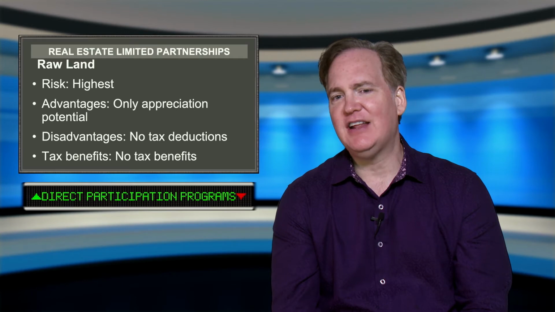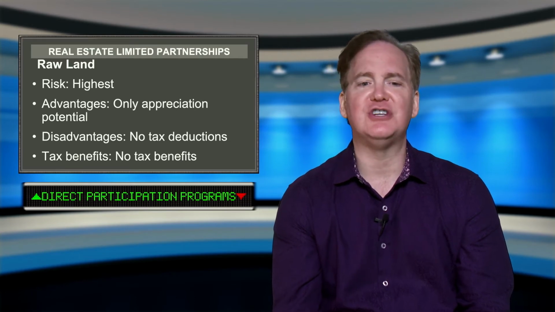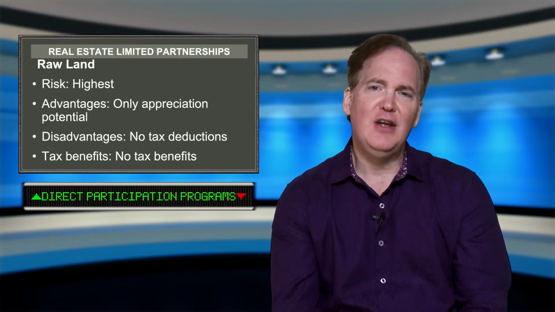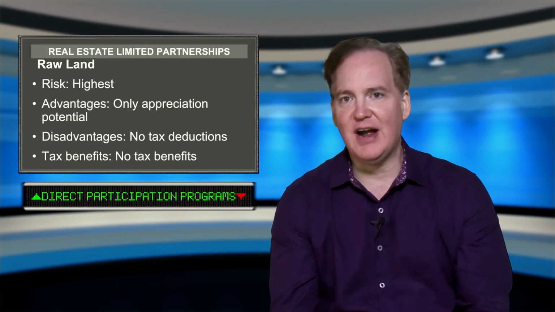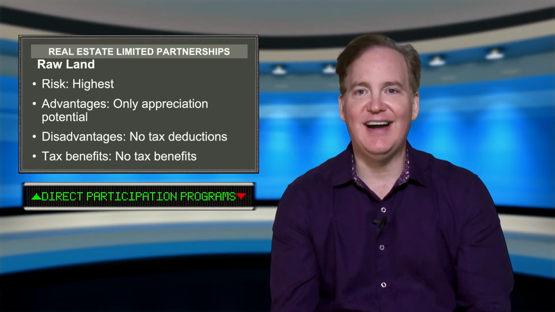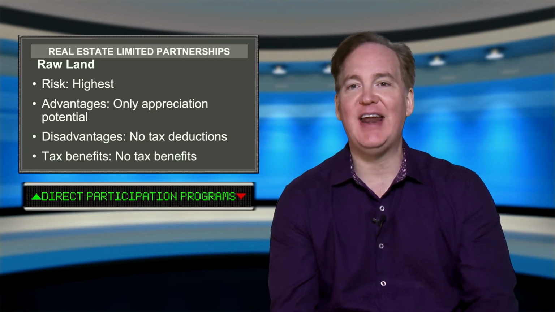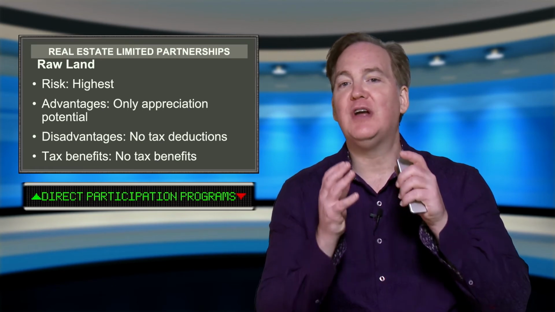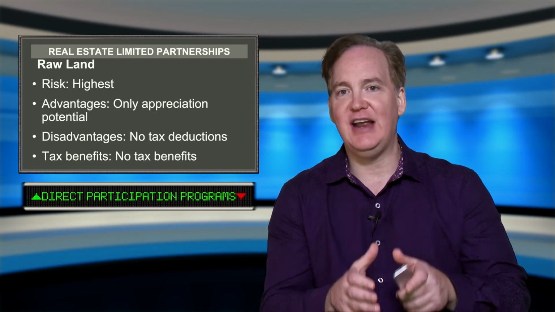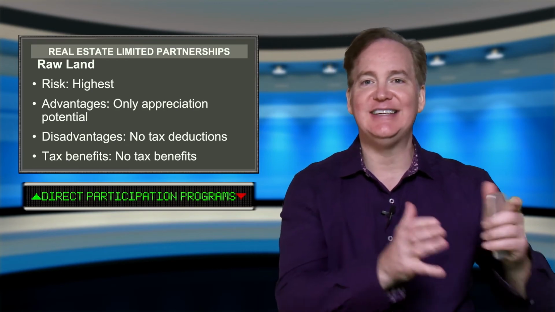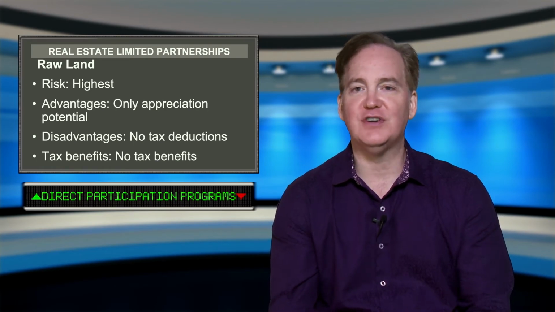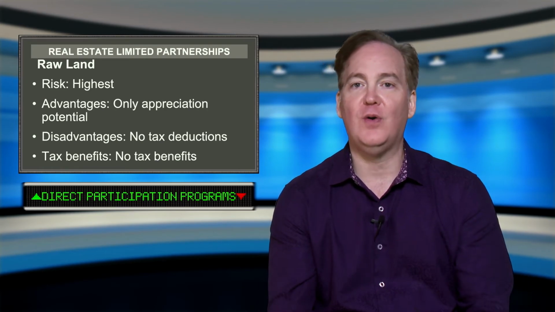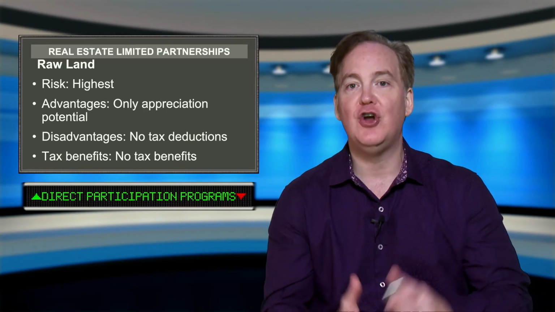The most speculative type of real estate limited partnership is raw land. The only thing that can happen with raw land is you buy it for a price, and somewhere down the line, someone wants to buy it from you at a higher price. You cannot depreciate land. Land is land is land. It does not lose value over time. Therefore, there are going to be no tax benefits, no write-offs.